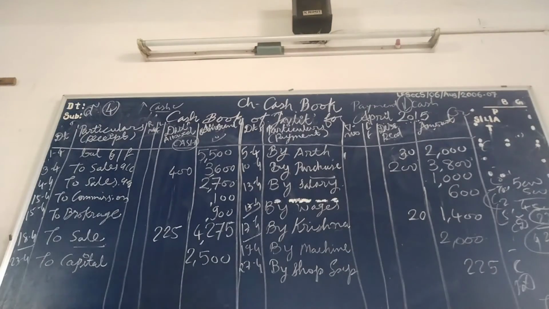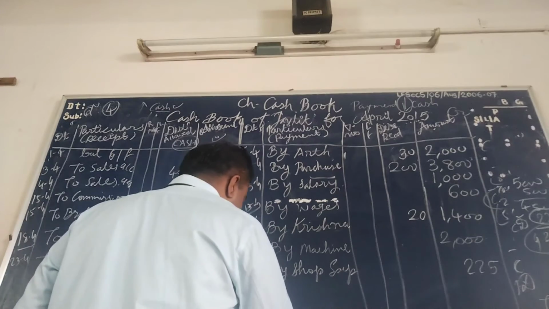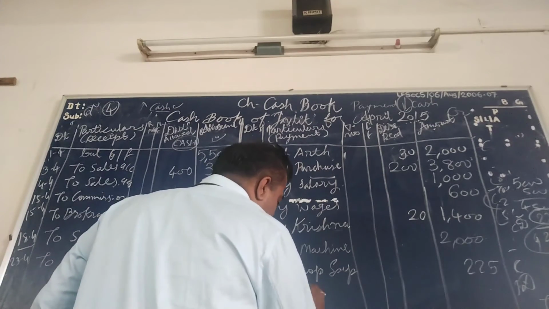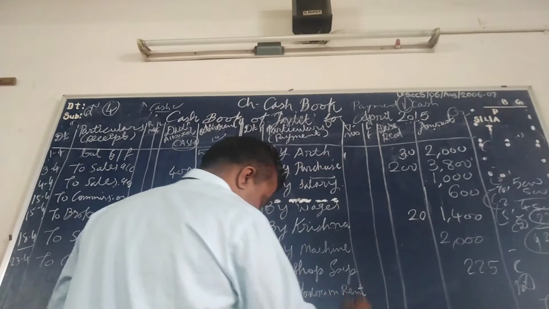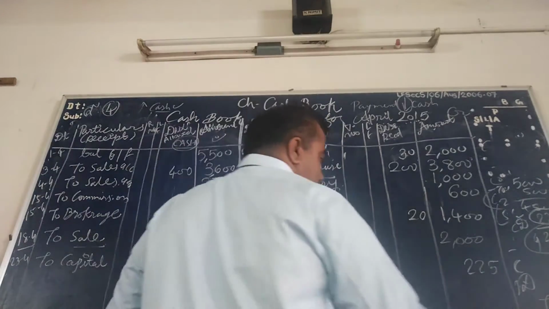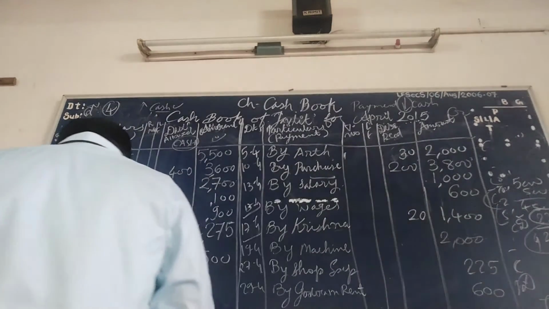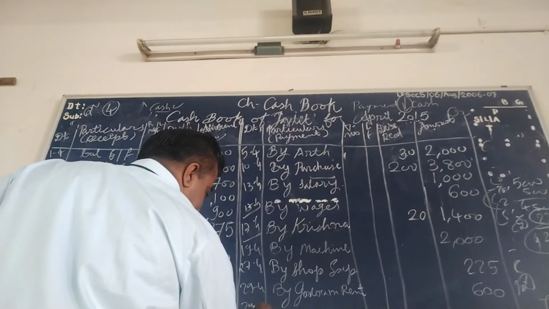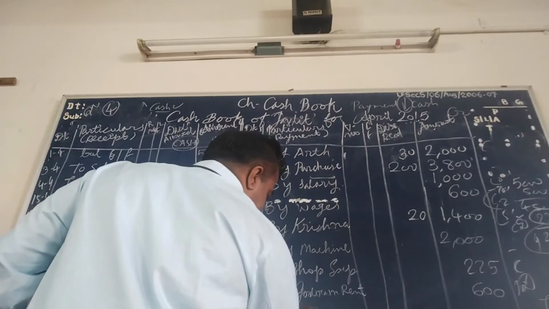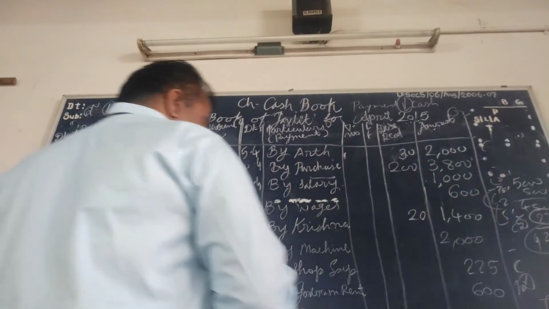Now 29th of April, godown rent 600 paid by cash. So godown rent to cash. We write here 29th of April by godown rent 600. And we also paid the carriage of 300. So 29th of April by carriage 300.